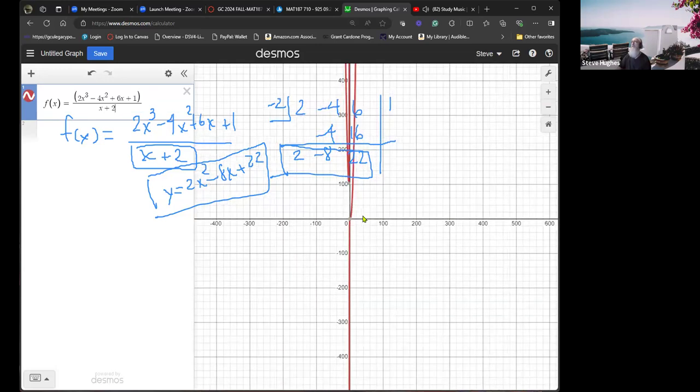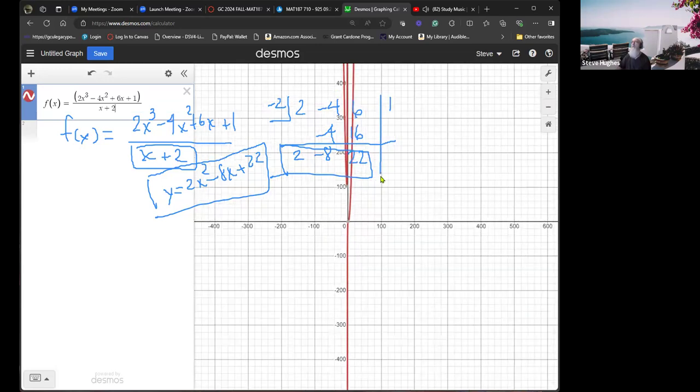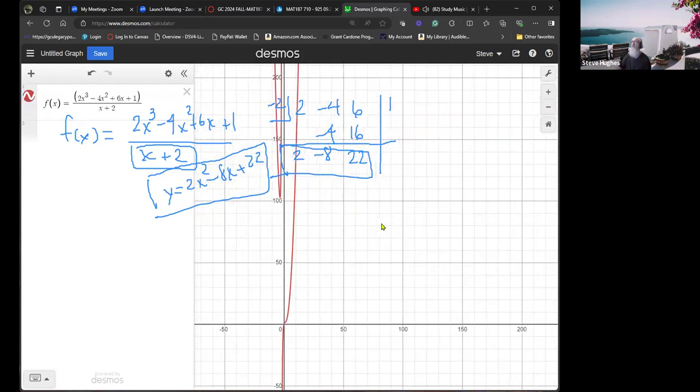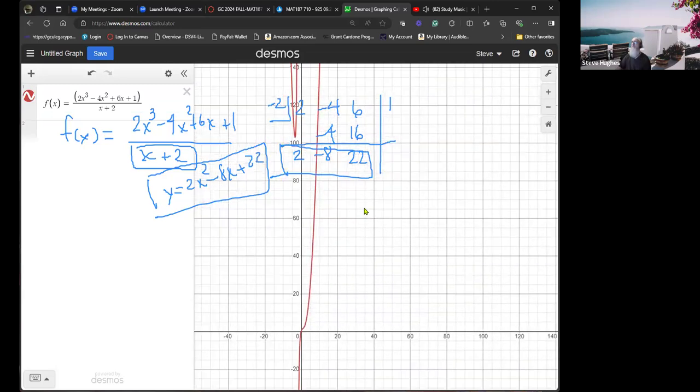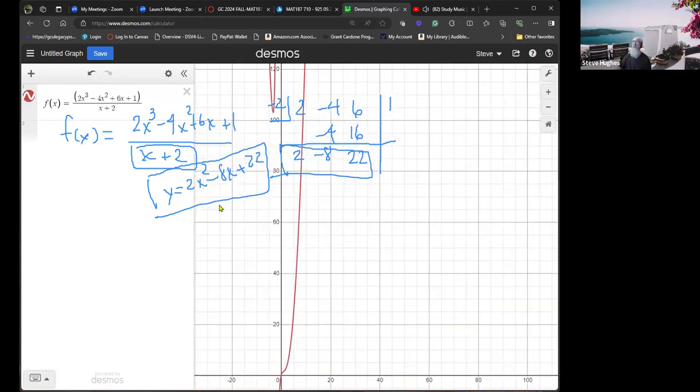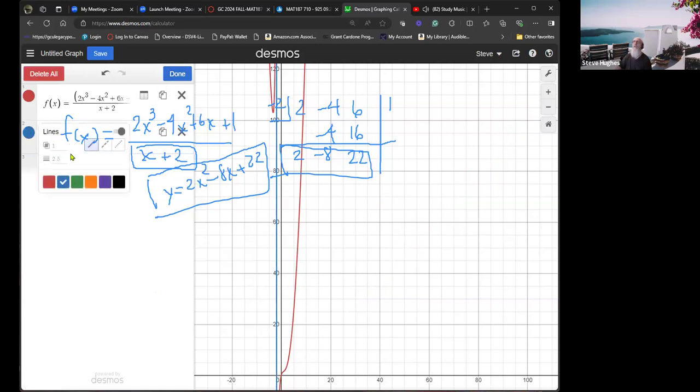You can see some funky stuff going on there, right, everybody? That's pretty interesting. Then here is your parabola right there. Remember our vertical asymptote was x equals -2. So we'll put in here x equals -2. And there you have it. You can make that a vertical dashed line by just going to Desmos.